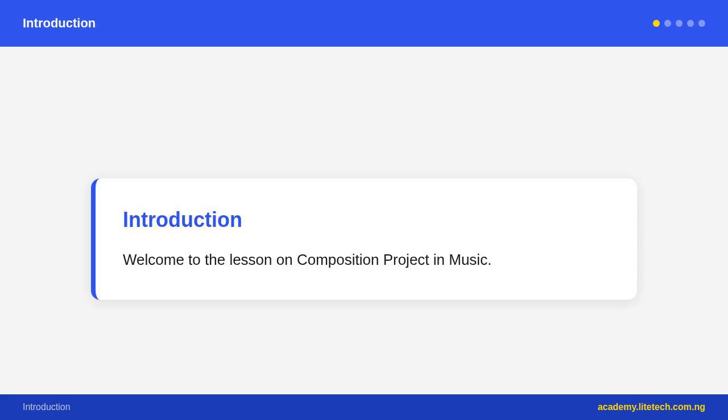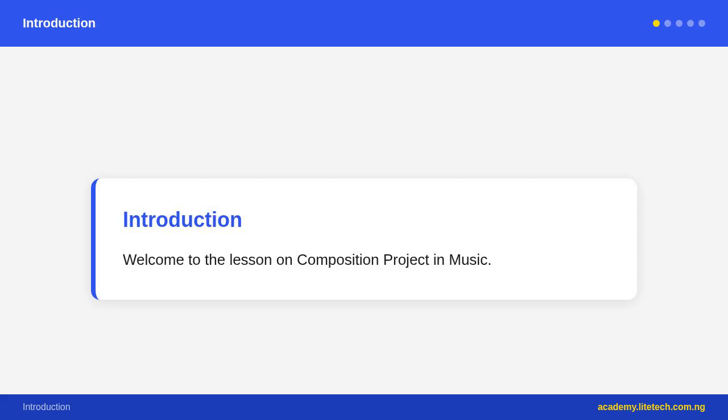Step 1 is having an idea. Every piece of music begins with an initial musical idea, a melody, a rhythmic pattern, a mood, a harmonic progression. This initial idea, called a motif or theme, provides the seed from which the whole composition grows.